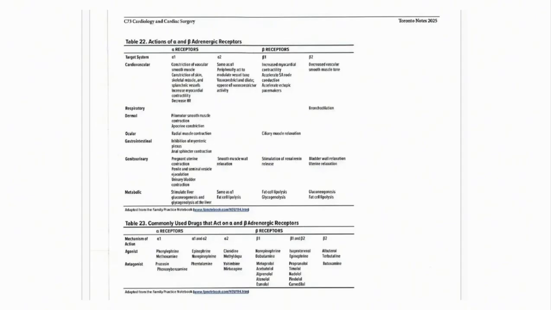Genitourinary system. Beta-2 stimulation relaxes the bladder wall and uterus. This explains why beta-2 agonists such as terbutaline have been used to delay premature labor.